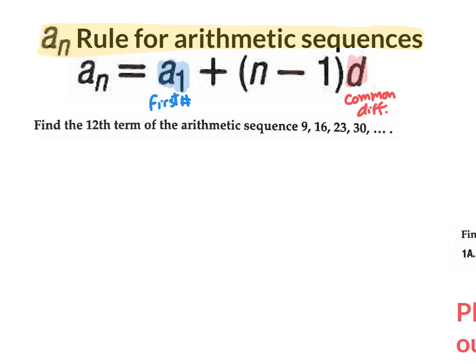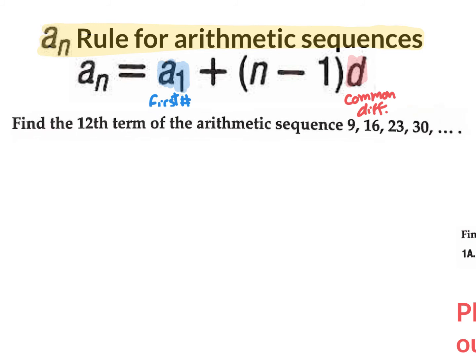So go ahead and jot this one down. It says, find the 12th term of the arithmetic sequence 9, 16, 23, 30, and so on. Logically, you could ask, what's my common difference? What's 16 take away 9? 7. Okay, so I know that my common difference is 7.